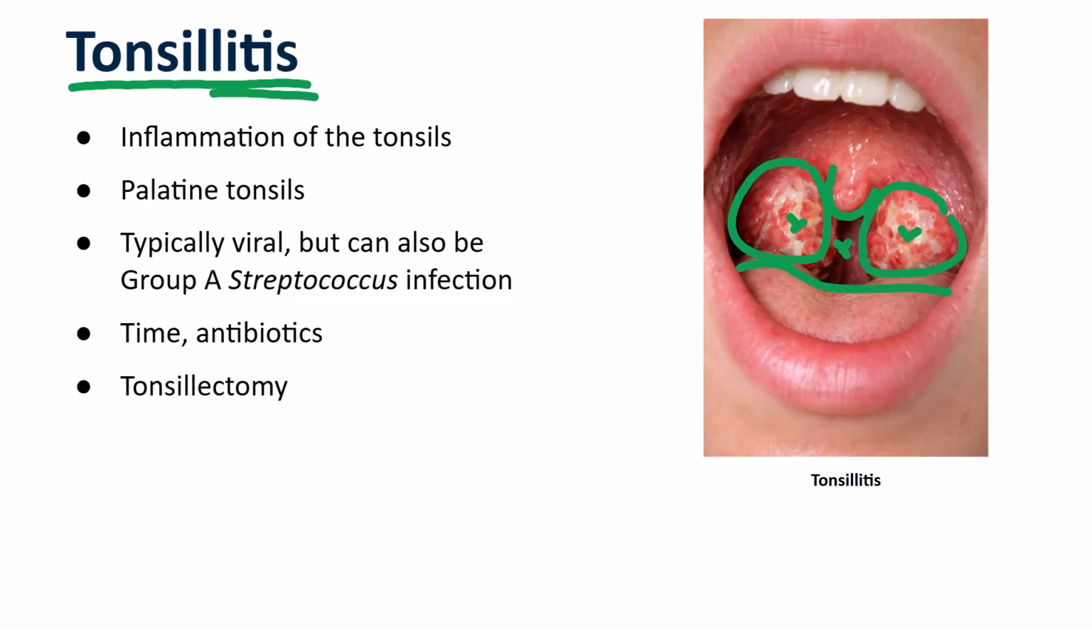If it's viral, there's not a whole lot that can be done, just supportive therapy, time, and eating cool things, like ice cream. If it's bacterial, typically it would be a group A streptococcus infection, and for bacterial, antibiotics may be indicated as a treatment. If there is recurrent tonsillitis, and this is posing a problem for the individual breathing, typically in children, a physician may recommend a tonsillectomy.